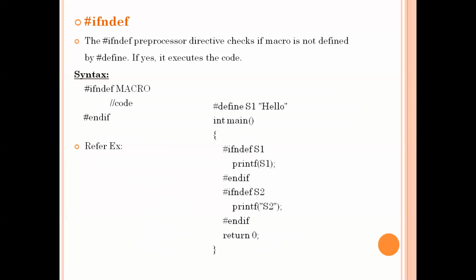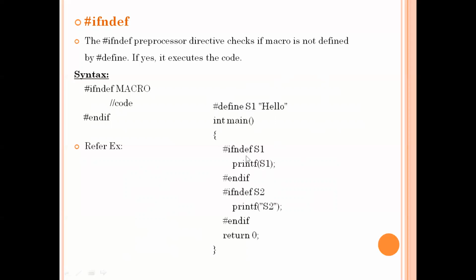It will not be executed, so it will come to the next statement. In the next statement also, I am writing an #ifndef statement, and for this I am writing the macro name as S2. What is the meaning of this statement? If there is no definition for S2, execute this block. Now the compiler searches for the S2 definition. Unfortunately, there is no definition for S2, so it will execute this block and print the S2 value on the screen.